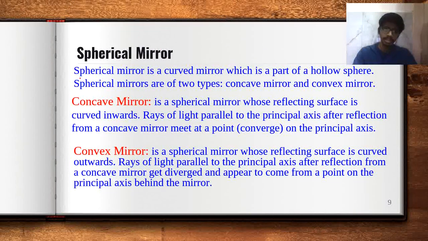What is the spherical mirror? A spherical mirror is a curved mirror which is a part of a hollow sphere. Spherical mirrors are of two types: concave mirror and convex mirror. So what is a concave mirror?